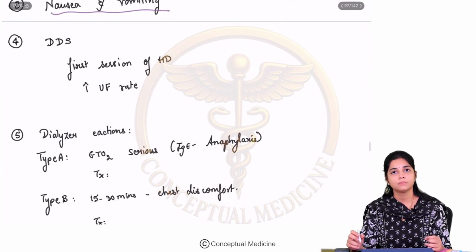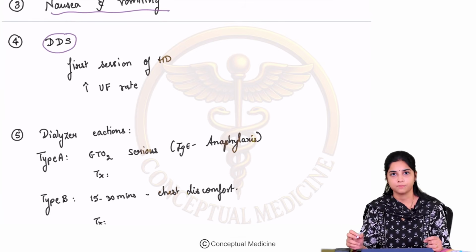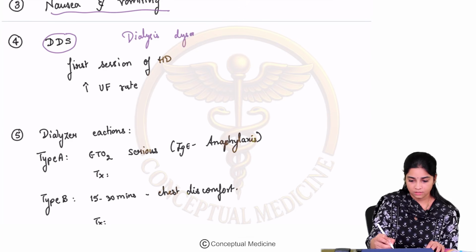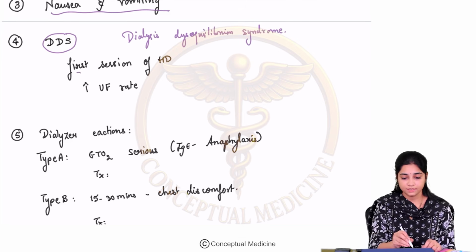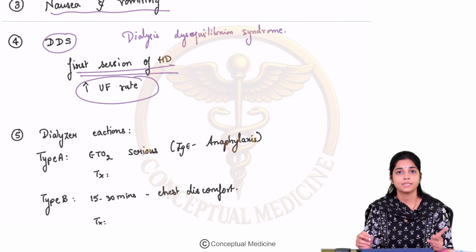Another very important complication that you should be aware of is dialysis disequilibrium syndrome. So DDS is dialysis disequilibrium syndrome. What happens here is that in the first session of dialysis, if the amount of ultrafiltrate removed is very high, then it results in your DDS, or dialysis disequilibrium syndrome.